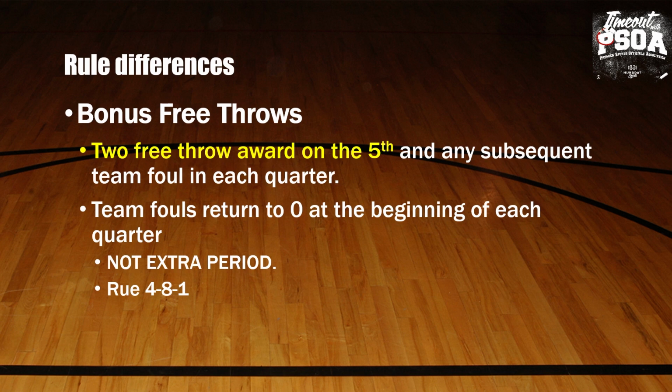All right. So NCAA women's and Federation High School, we play 4 quarters, and on that 15th foul, now we have 2 bonus free throws. So that 1-and-1 in high school basketball is now gone. It's going to be a 2 free throw award. At the end of each quarter, we're going to reset the team fouls to 0, but not the extra period. Extra period is just an extension of the 4th quarter, so those team fouls will be exactly the same.